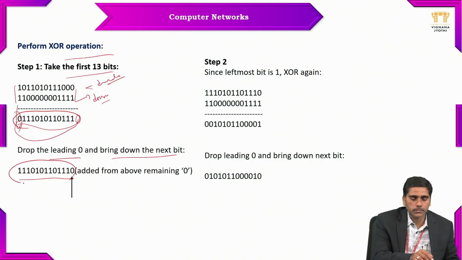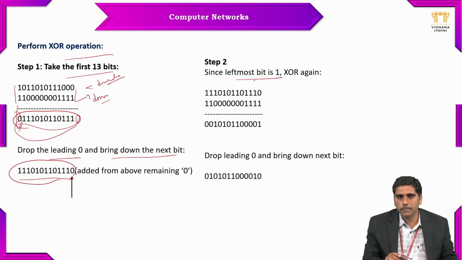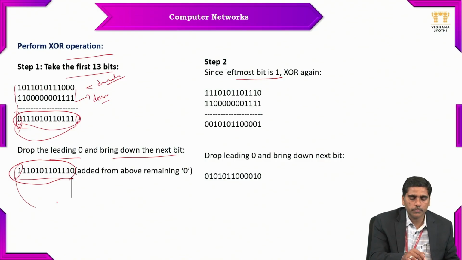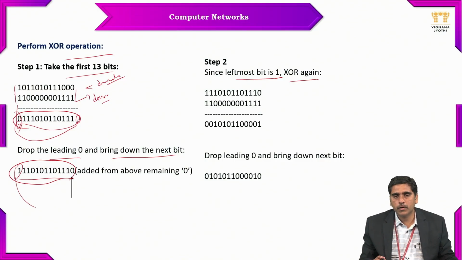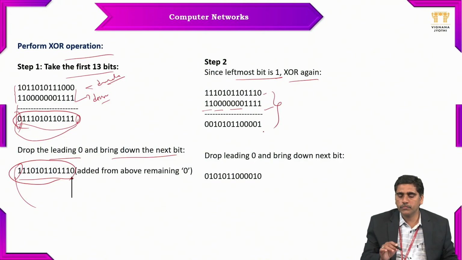Since, out of all this data, the leftmost bit is 1, perform XOR again. So 1 1 0 1 0 1 1 0 1 1 and 0. This is the data, and the divisor is 1 1 1 1 0 0 0 0 0 0 1 1 1 1. So perform the XOR operation with this one. Same, perform the operation with this one. Same, 0 and 1 1.